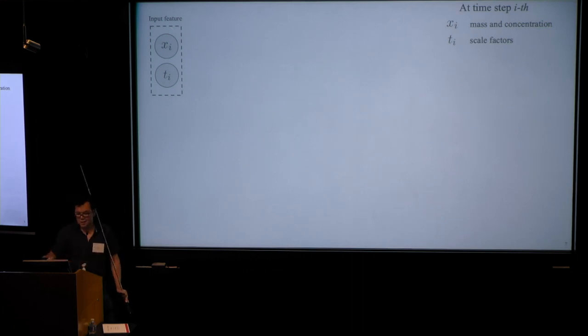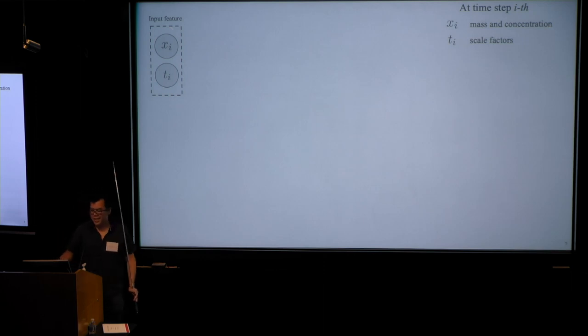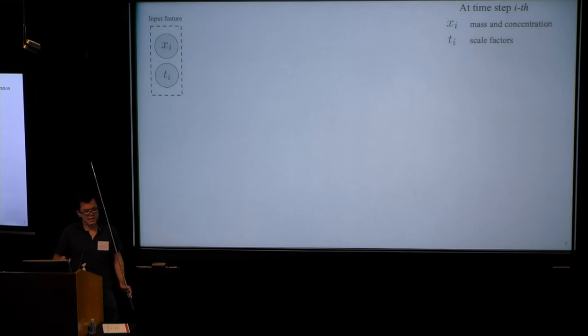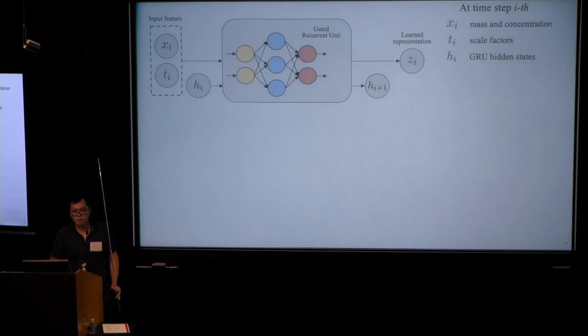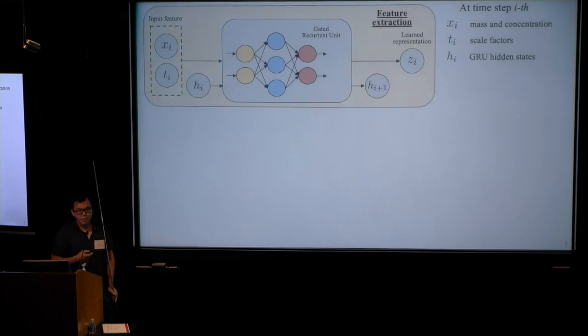At a certain time step, given the input features, X and T, where T are the scale factors of the current time step and the next time step, and X is our features, which is mass and concentration of the current halo, we feed it to some kind of gated recurrent unit, which is just a variation of the recurrent neural network, to extract some kind of learned representation. And because this is a recurrent neural network, it also has a hidden state that's stored at every time step and gets updated every time step. And this allows it to remember the history of the halo. So this is the feature extraction phase.